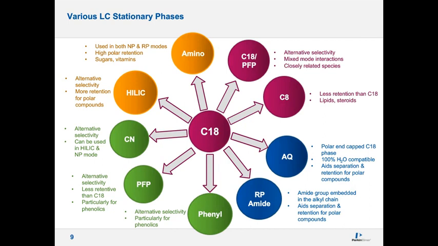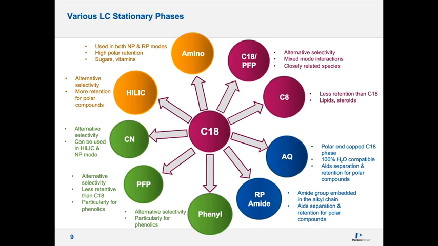AQ-type columns are rapidly becoming the second most popular phase after C18 to aid the retention and separation of more complex polar analytes, and can also offer alternative selectivity. These phases typically have a polar end cap, allowing robust operation under 100% aqueous mobile phase conditions. They can facilitate dipole-dipole and hydrogen bonding interactions between the analyte and the stationary phase, as well as hydrophobic interactions.